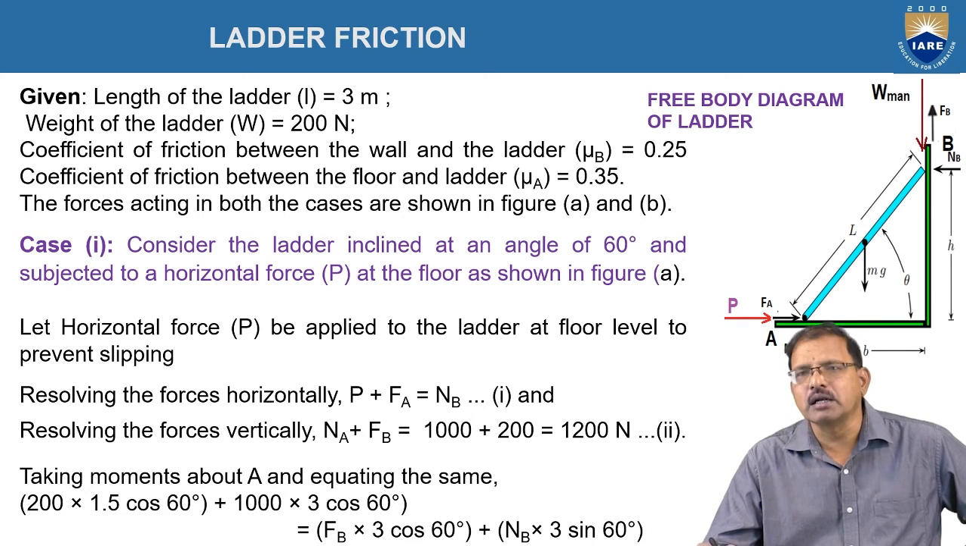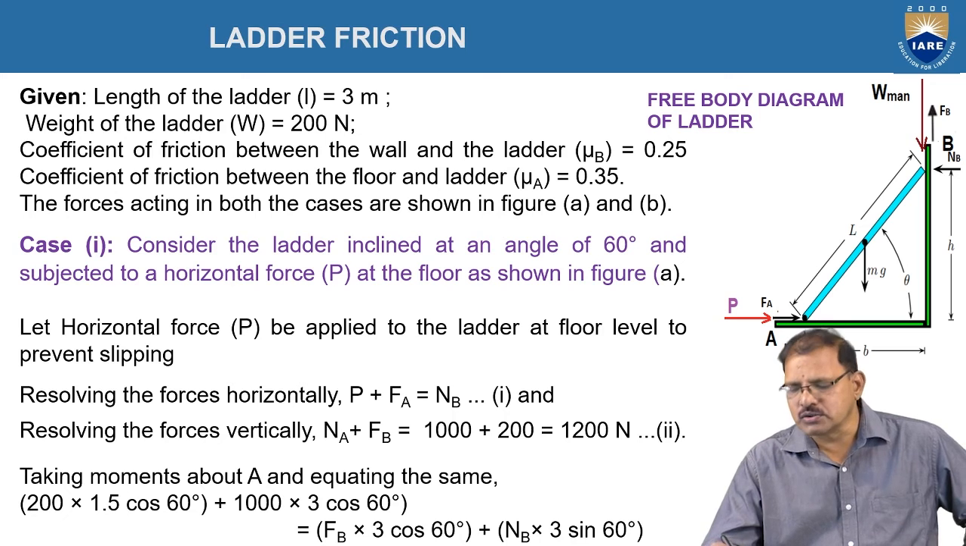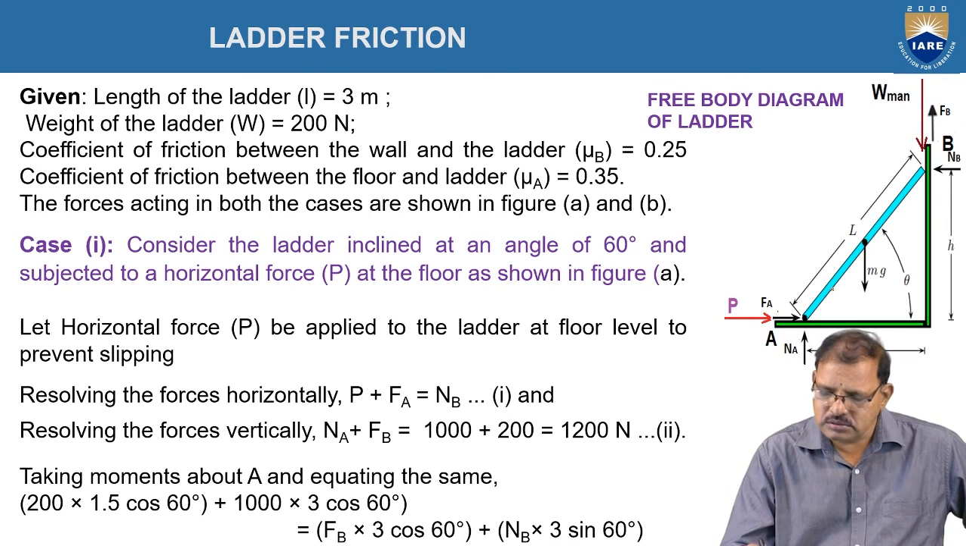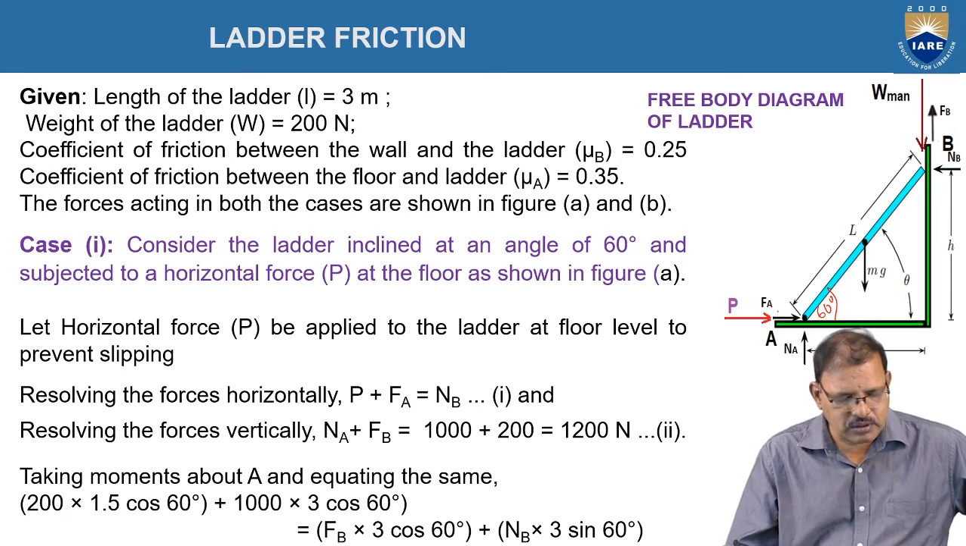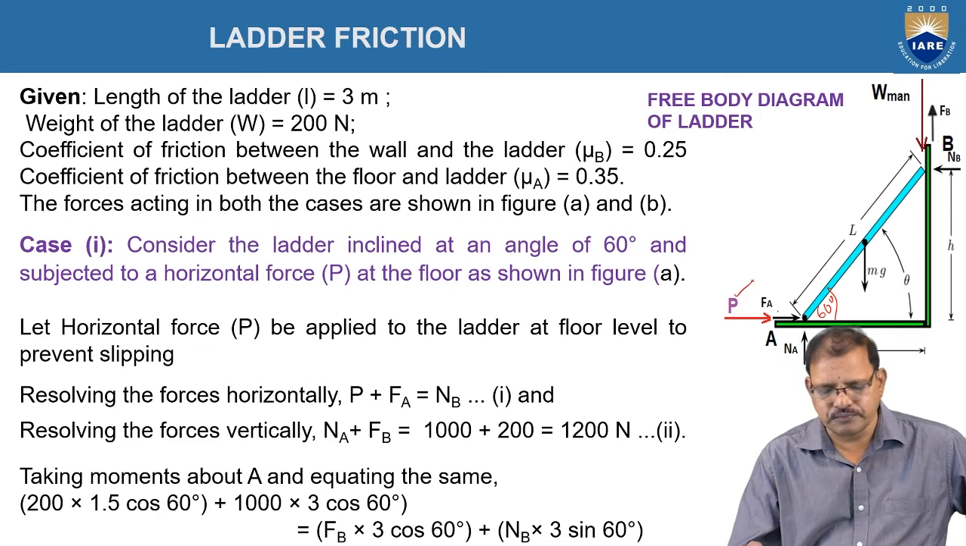Consider the ladder is inclined at an angle of 60 degrees to the horizontal and subject to the horizontal force P at the floor, which is shown in figure, to avoid the slipping when the person is at B, as shown in this figure now. Now, in this case, we have to determine the force P now. Let horizontal force P applied to the ladder at the floor level to prevent sliding be taken.